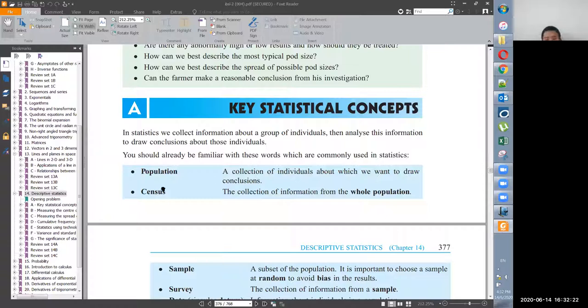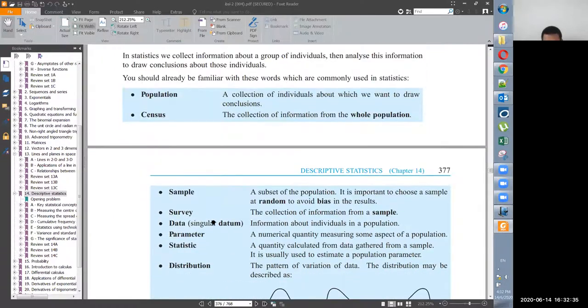So the census is from the entire population. The census is really done by the government, or government-led agencies. A sample is a smaller set of the population.